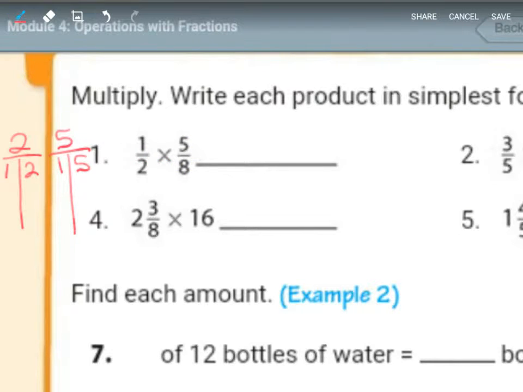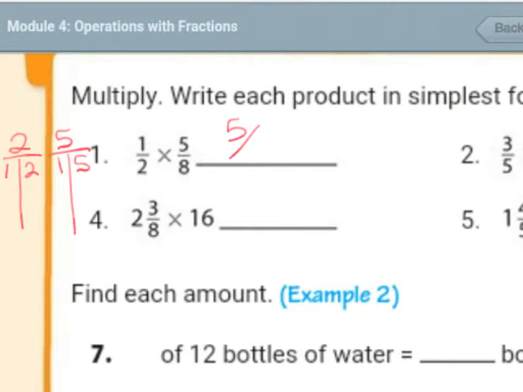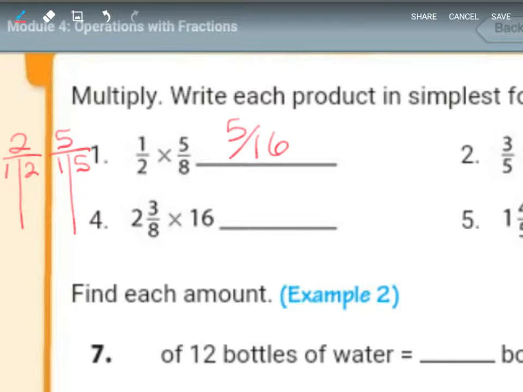So I'm going to go ahead and start multiplying. Across the top, 1 times 5 should give me 5. And then 2 times 8 should give me 16. And then I'm done. There's nothing I can do to simplify it. If there would have been anything to simplify, we would have needed to do it before we multiplied. But there's nothing we could do.